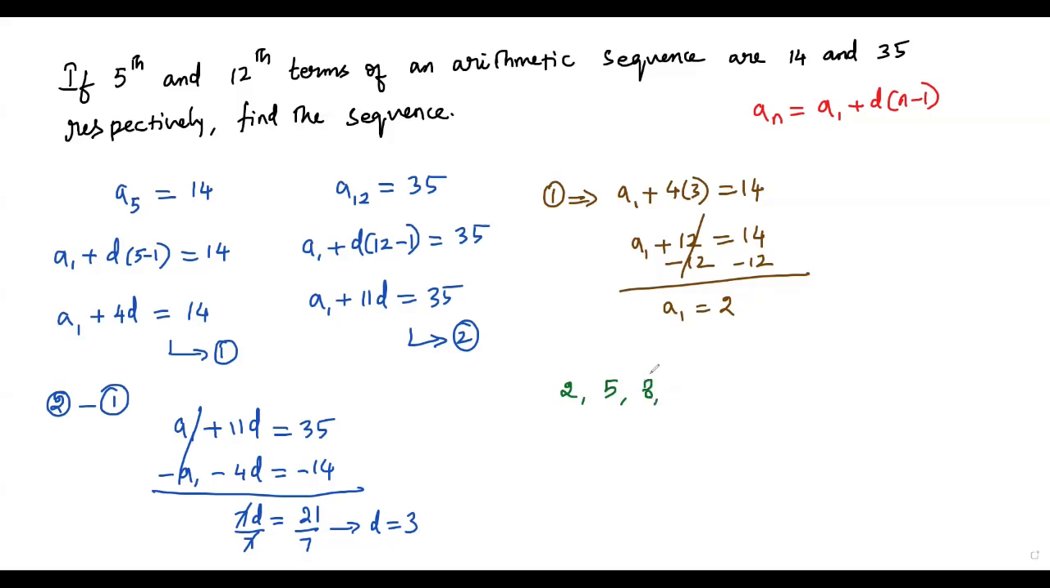To generate each term, we just have to add the common difference to the existing term. For example, we have the third term 8. To get the fourth term, you just add the common difference D to this one. 8 plus 3 is 11, and it keeps going. So this is the required arithmetic sequence.